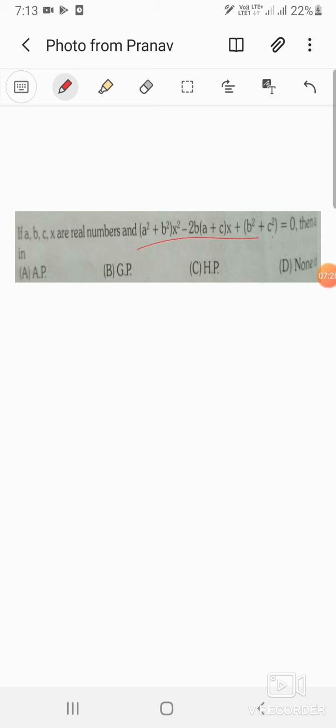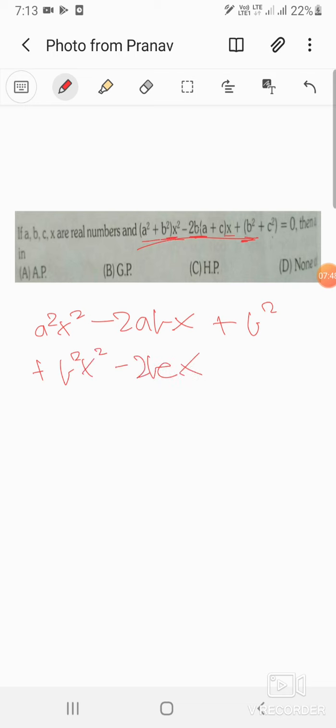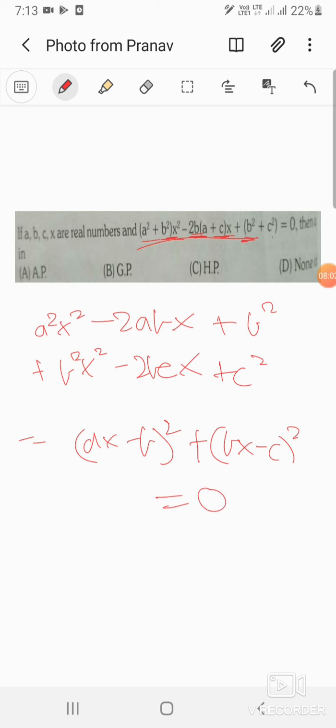So yes, this thing can be written as a squared x squared minus 2abx plus b squared, this b squared, this minus 2ab times x, and then you have a squared x squared plus b squared x squared, this thing minus 2bcx, the remaining part, and then you have plus c squared, which can be written as ax minus b whole square plus bx minus c whole square, and this is supposed to be equal to 0. So when can the sum of two squares be 0? This can only happen if both of these squares are in fact 0.